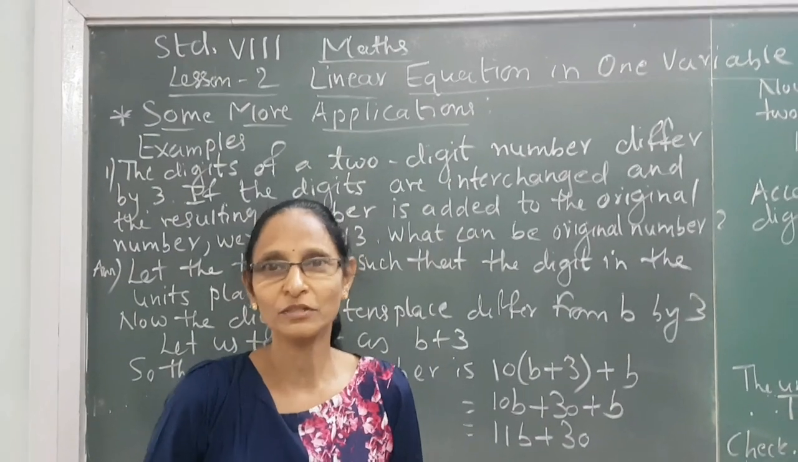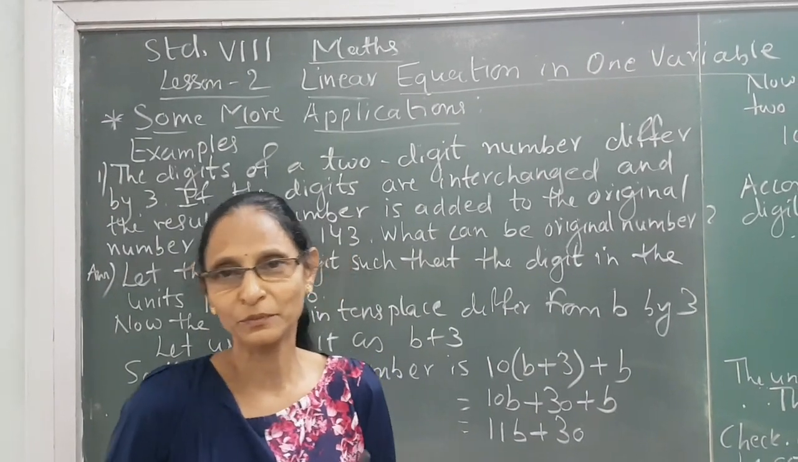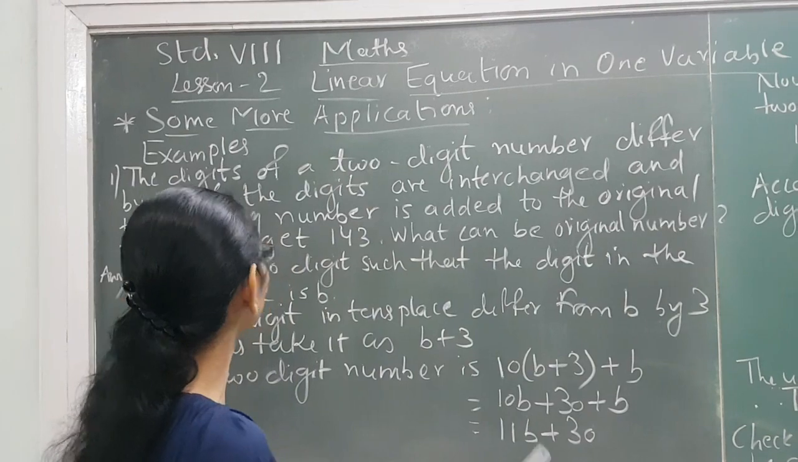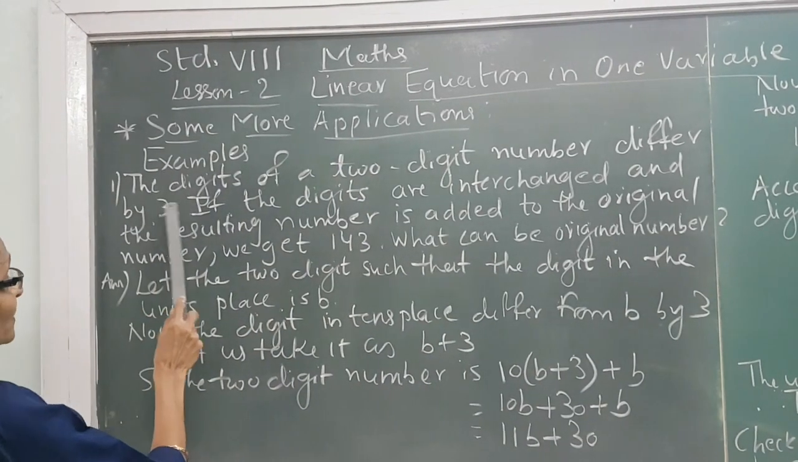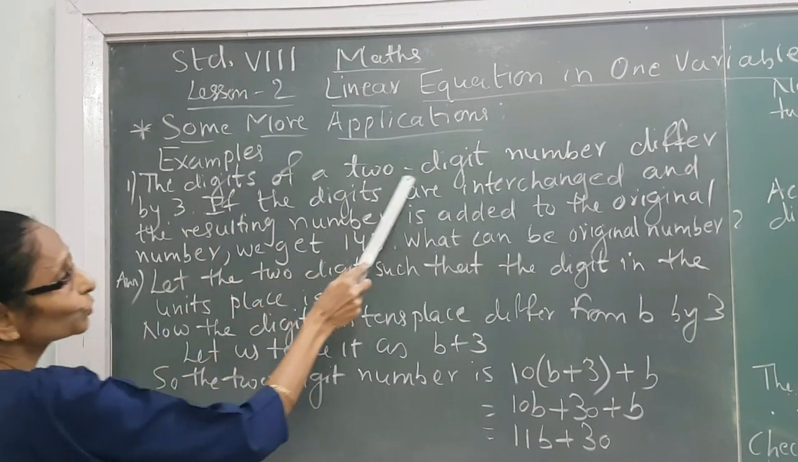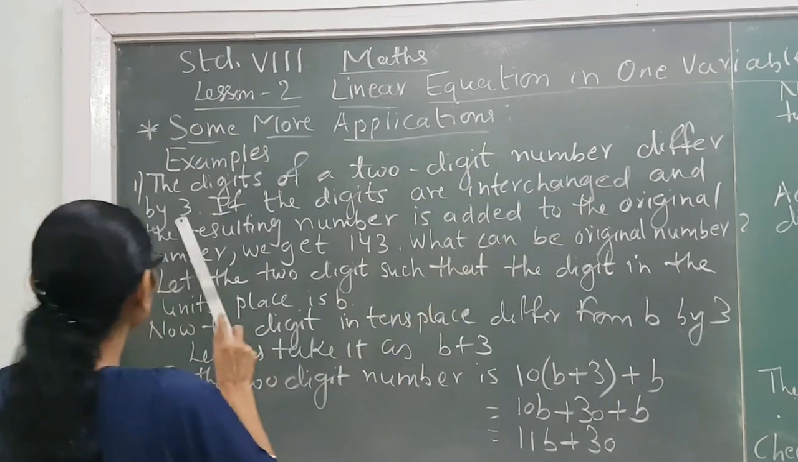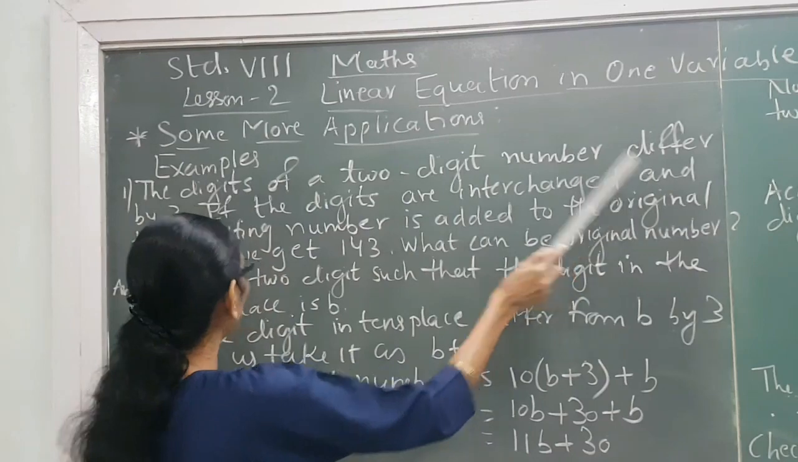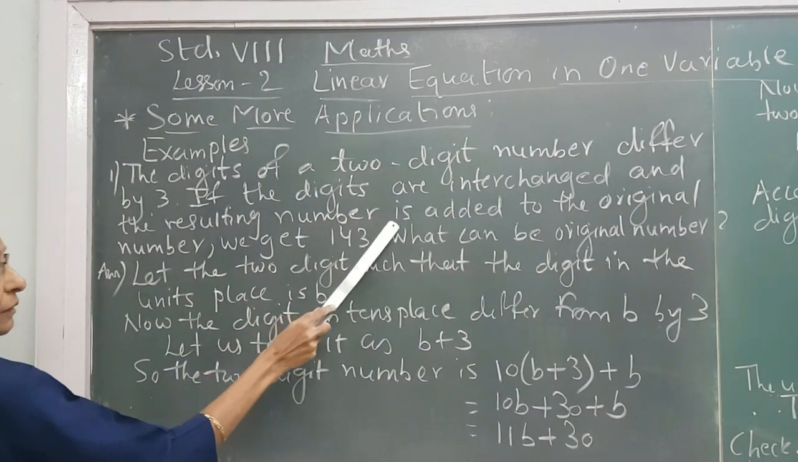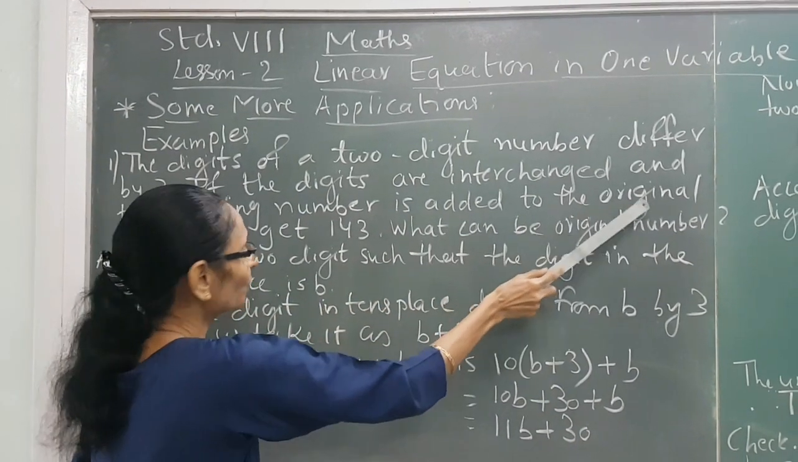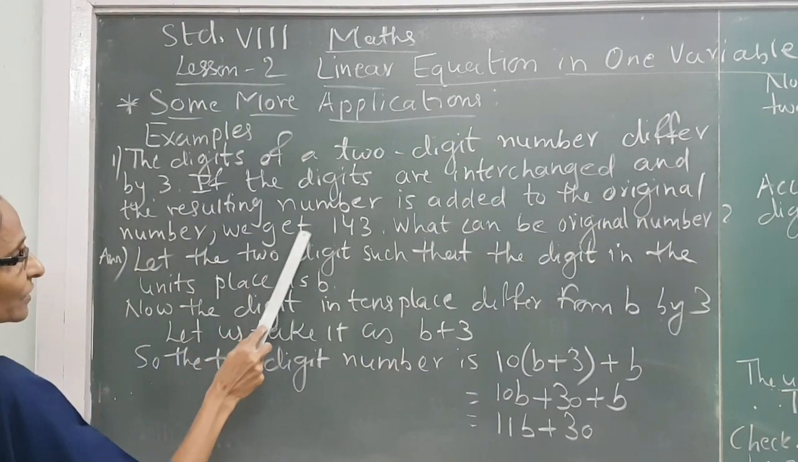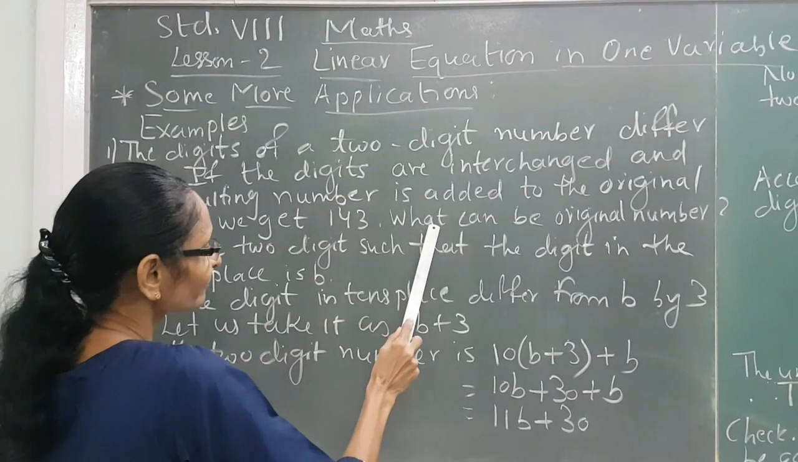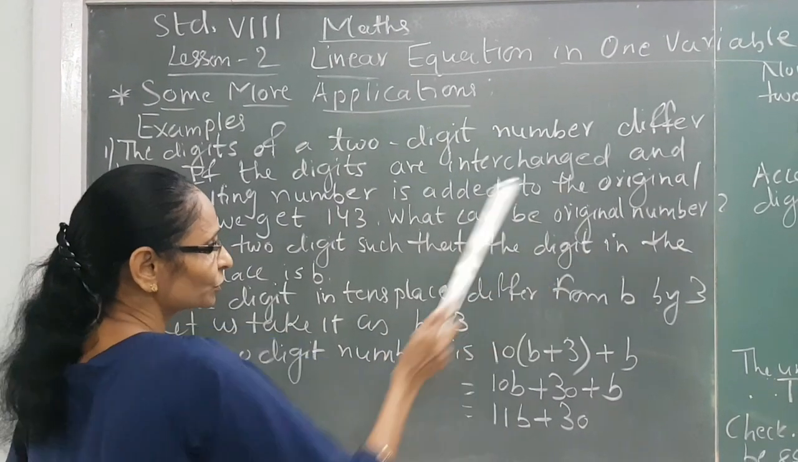Standard 8. Today we will learn some more examples of lesson number 2. First example, the digits of a two-digit number differ by 3. If the digits are interchanged and the resulting number is added to the original number, we get 143. What can be the original number?